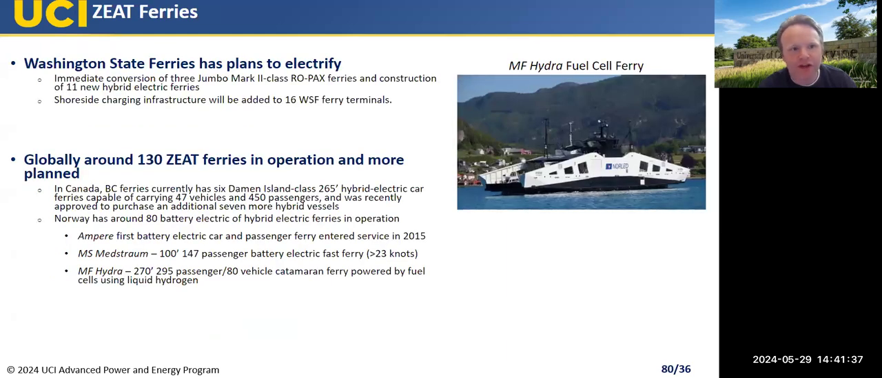Following, just emphasizing ferries for ZEAT ferries, Washington State Ferries has a plan to electrify their fleet. They're going to immediately convert 3 of their large RoPax ferries to hybrid electric, and they're also going to build 11 new hybrid electric ferries. They're also going to upgrade and install shoreside charging infrastructure at their 16 terminals. That's going to be a challenge because some of those are on smaller islands, for example. So the electrical grid there is going to need to undergo some important upgrades to support that.